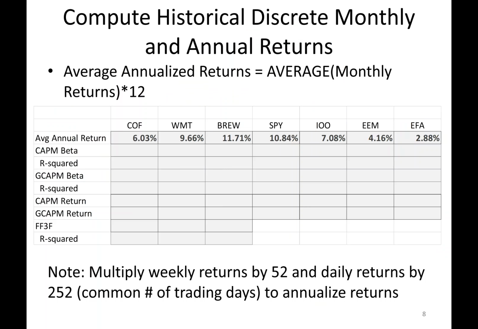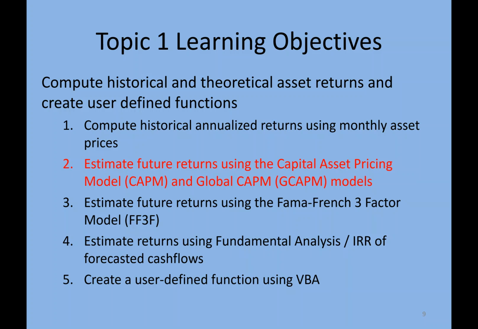And there's the results. Now if I had weekly data, I would multiply the average weekly return times 52 to get an annualized number. And if I had daily data, I would multiply times 252, which is a commonly used number of trading days in a year, especially in stock markets. So that completes Topic 1, Section 1, Computing Historical Annual Returns using Monthly Asset Prices.